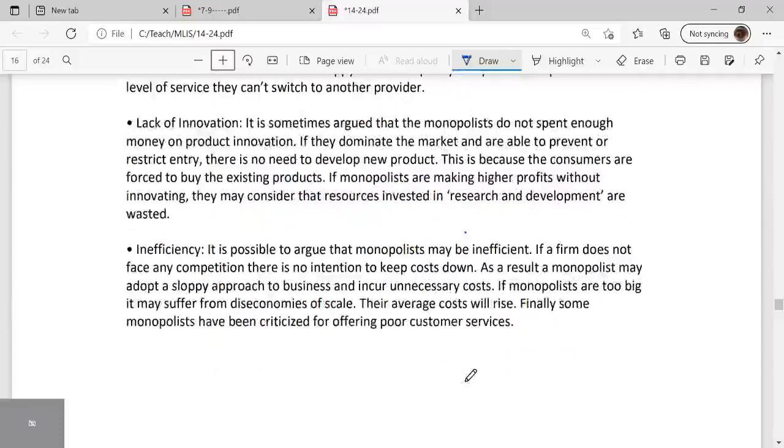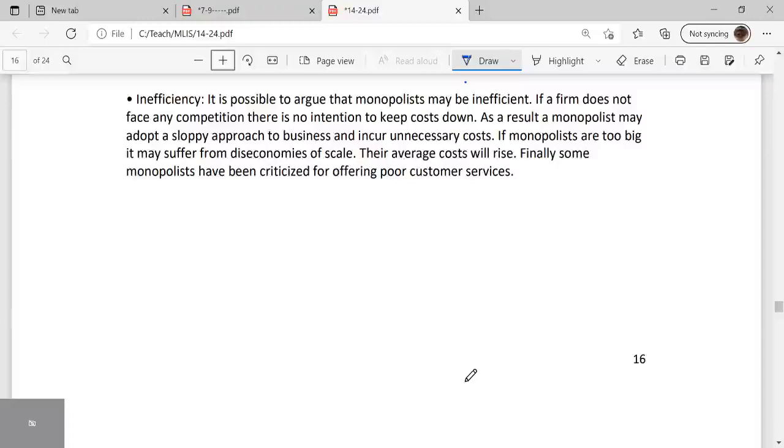Next, we have inefficiency. As the monopoly does not have any competition and they're already earning a huge amount of profit, they don't have the urge to reduce cost to maintain profit. So often they are found wasting their scarce resources because they don't have much intention to reduce the cost.